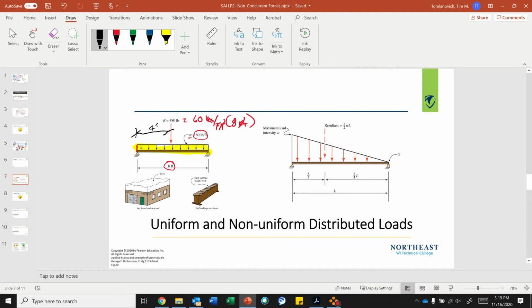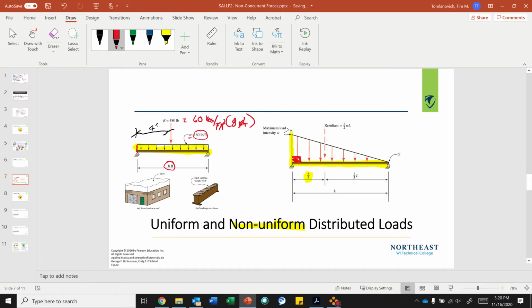Sorry, this is a little messy. All right, now this is a non-uniform distributed load, a triangle, okay? That could be a snowdrift, right? So when we look at a triangle, we have a height, a base, and a length. We know the resultant is a third from where the two legs form a 90 degree angle, right there. So it's a third in, a third of L, okay?